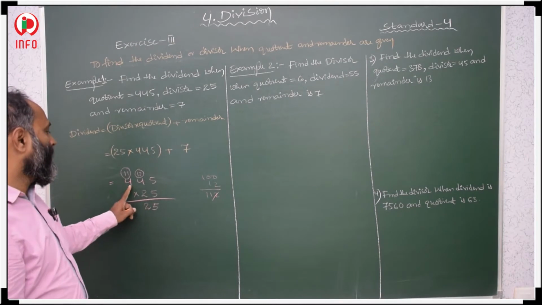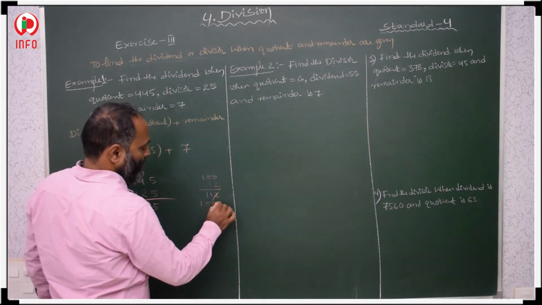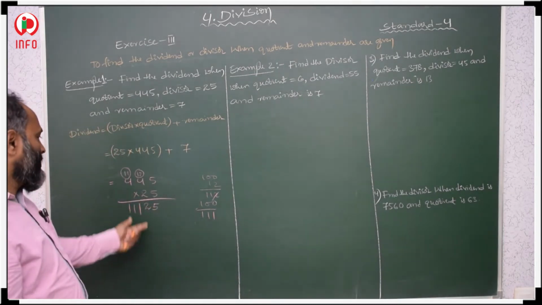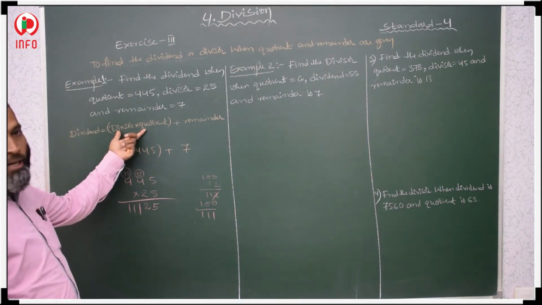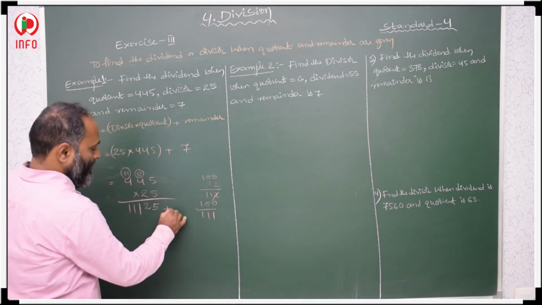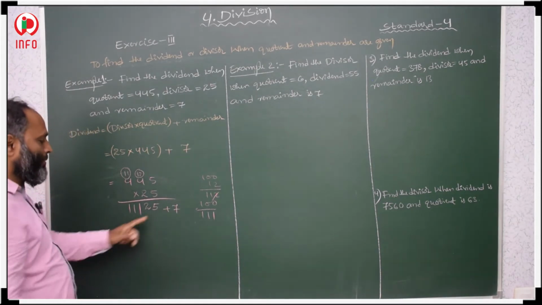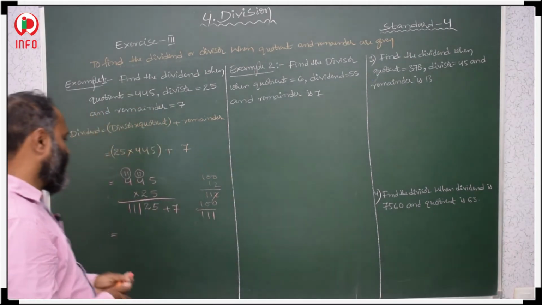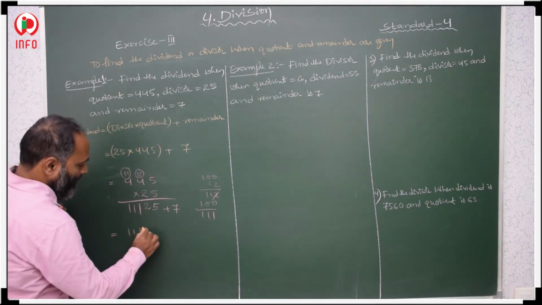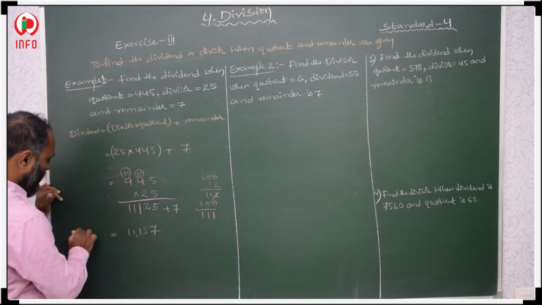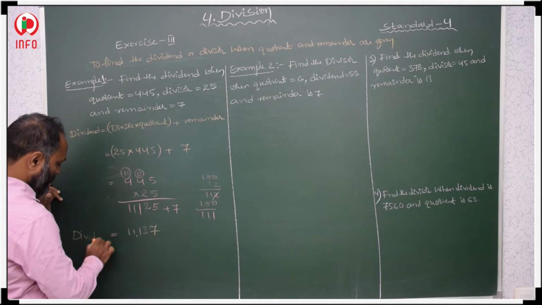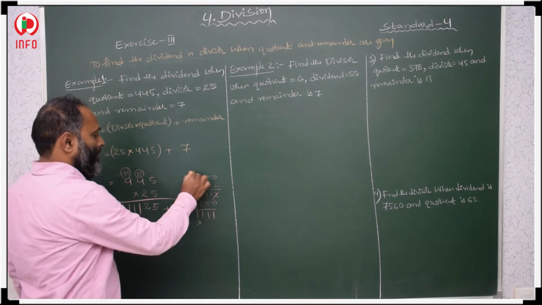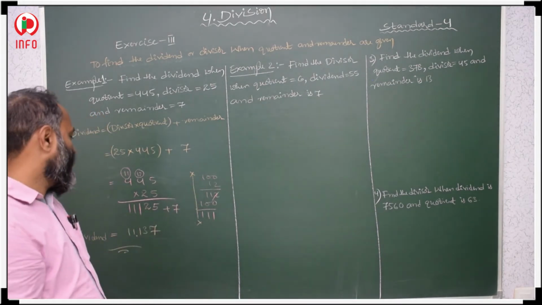Again 25 4s are 100. 100 plus 11 is 111. So this is our product of divisor and quotient. Plus the remainder, we have to add 7. 25 plus 7: 26, 27, 28, 29, 30, 31, 32. Means 11,137. This is our dividend. In this way we have to find our dividend.